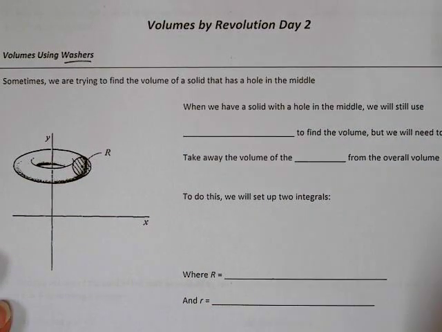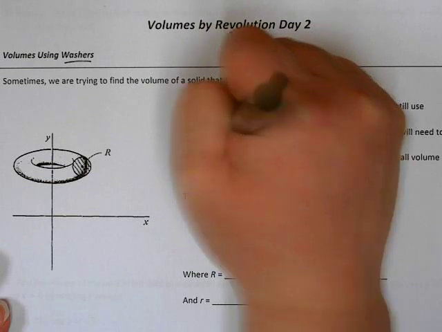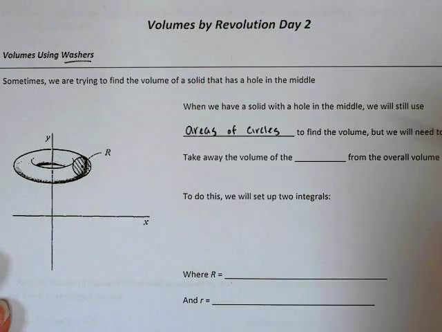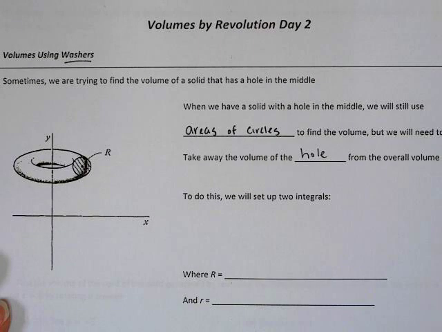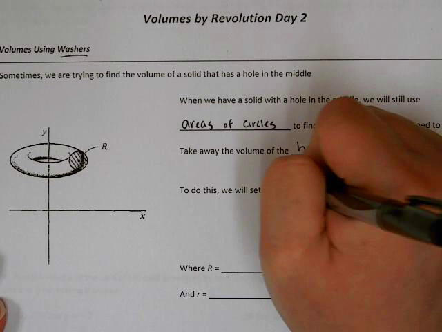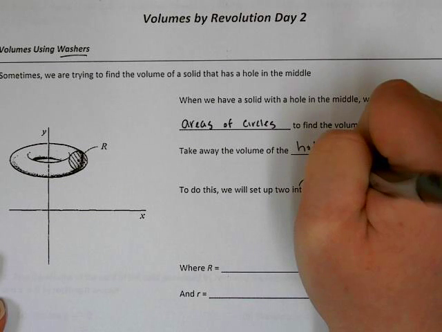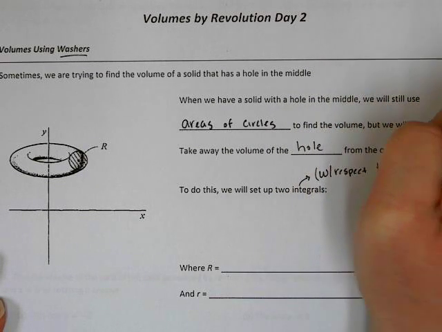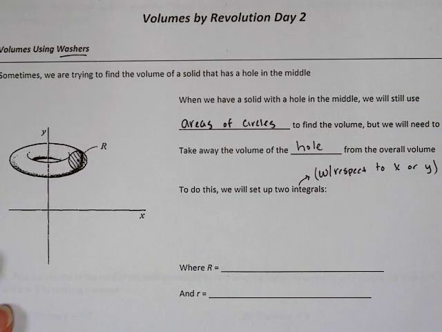So when we have a solid with a hole in the middle, we still use areas of circles to find the volume, but we will need to take away the volume of the hole from the overall volume. In order to do this, we have to set up two integrals. I just want to make a note here that these can still be with respect to x or y, depending on what the actual functions are that we're dealing with.